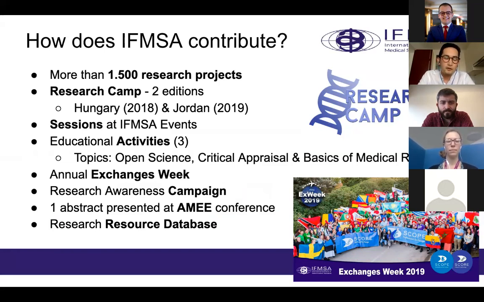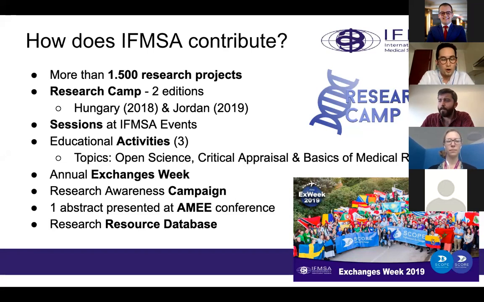And here are a few examples of how IFMSA has been trying to improve access to research and research education. First of all, through our worldwide research exchange program, which includes more than 1,500 research projects available to students from more than 80 countries. On a yearly basis, about 3,000 students have the opportunity to go on a research exchange and to have access to research, which is something they do not always have in their home universities.